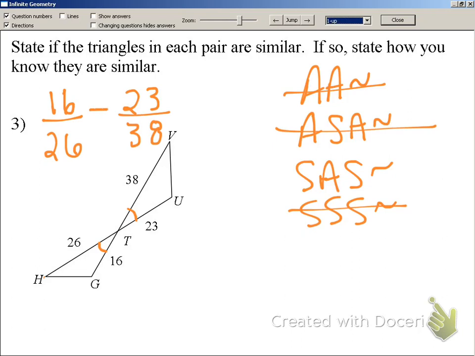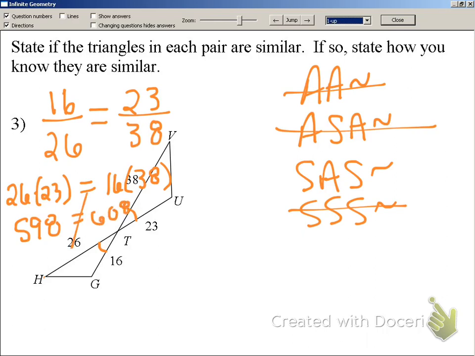So we check to see if it is. Now, how do we check for proportionality? 26 times 23 must be equal to 16 times 38. So all we have to do is simply take our calculator and multiply here, because we have the common angle, vertical angles at vertex T. So we're going to say 26 times 23. I get a number of 598. And then we want to say 16 times 38. I get a number of 608.